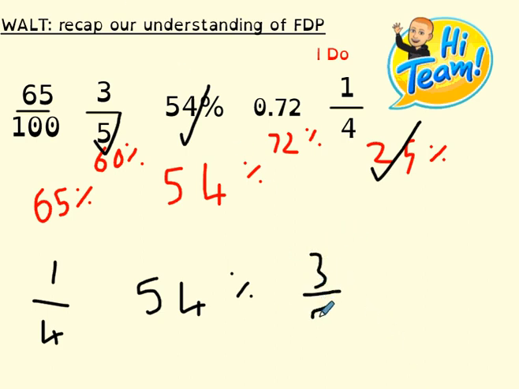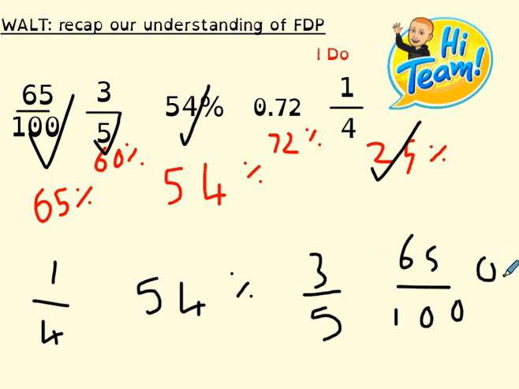Next largest would be 65 hundredths. And then finally, it would be 0.72, which is the same as 72%.